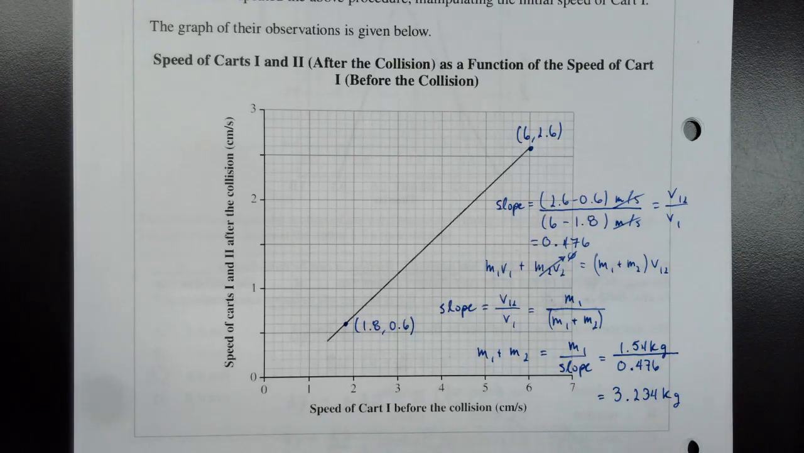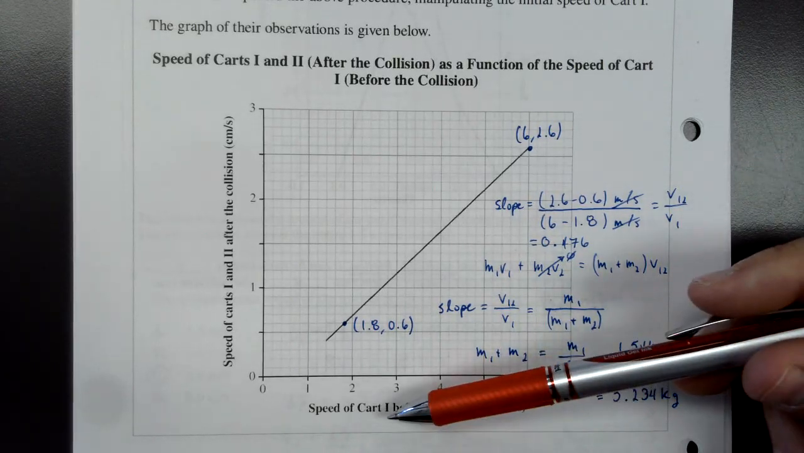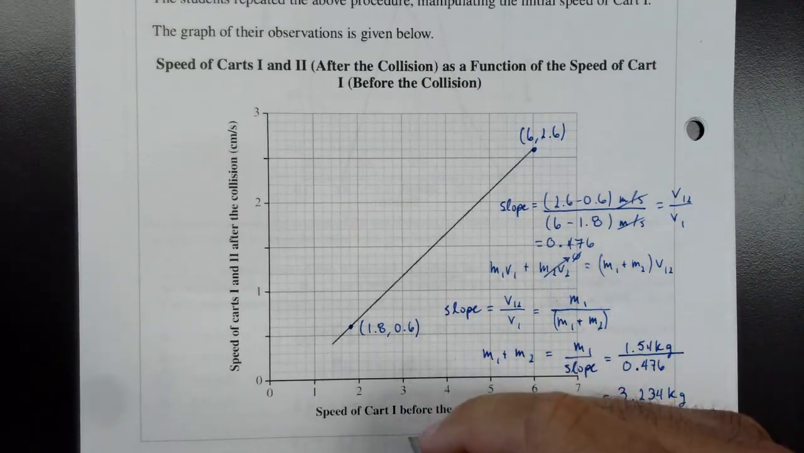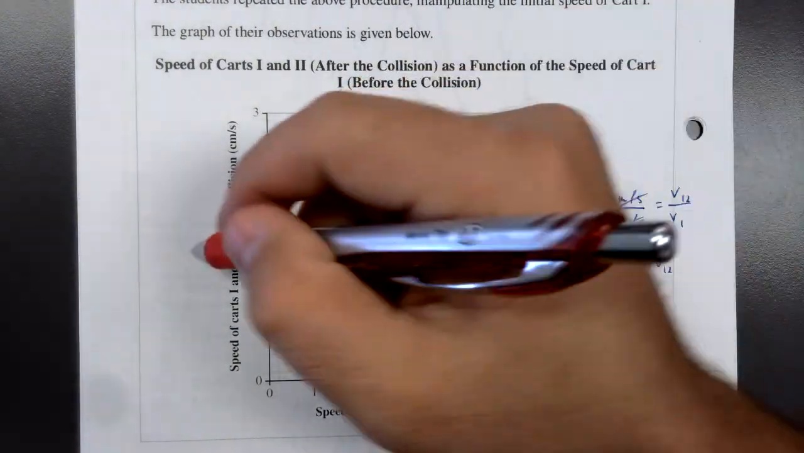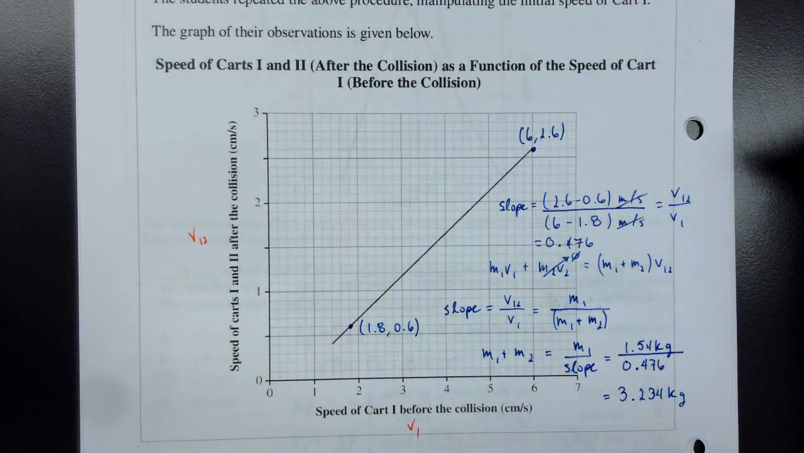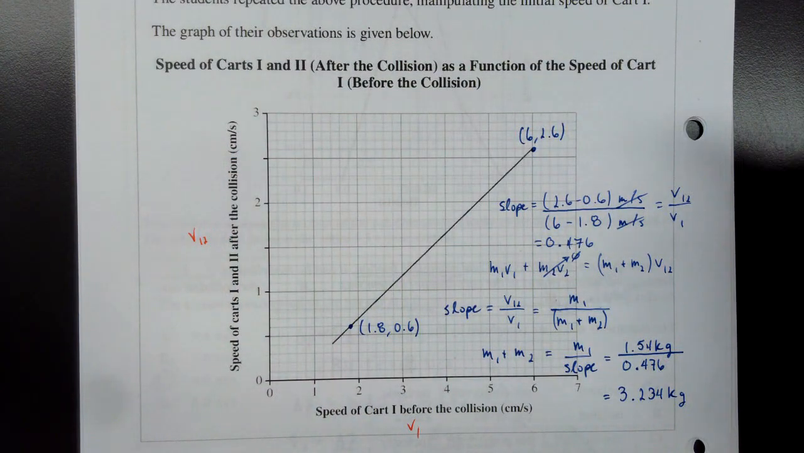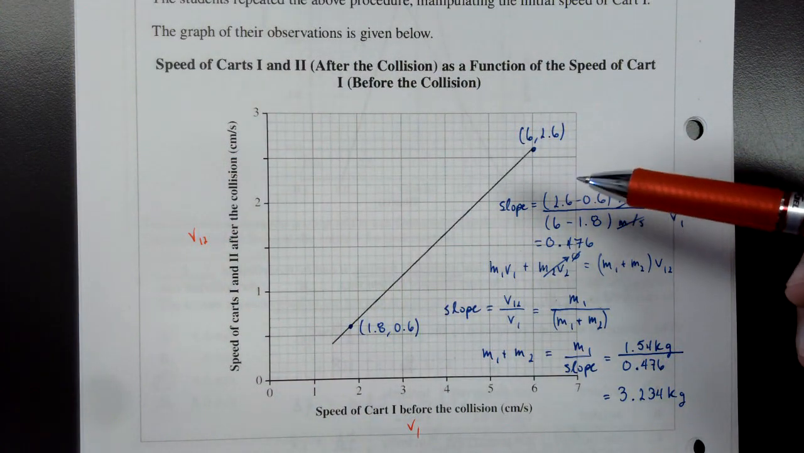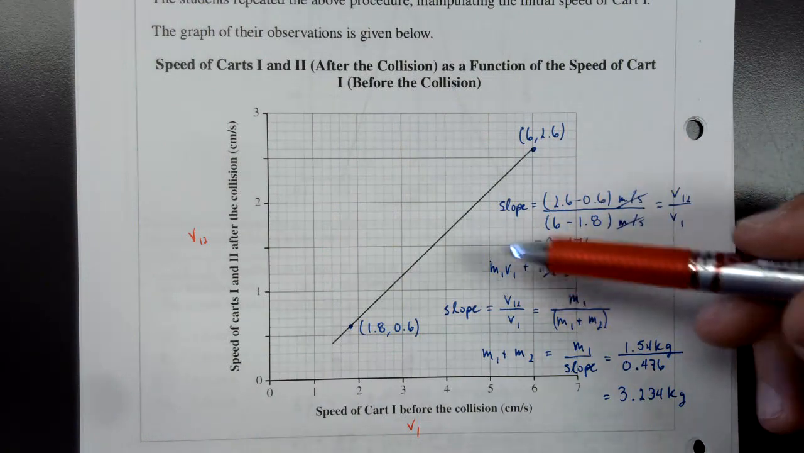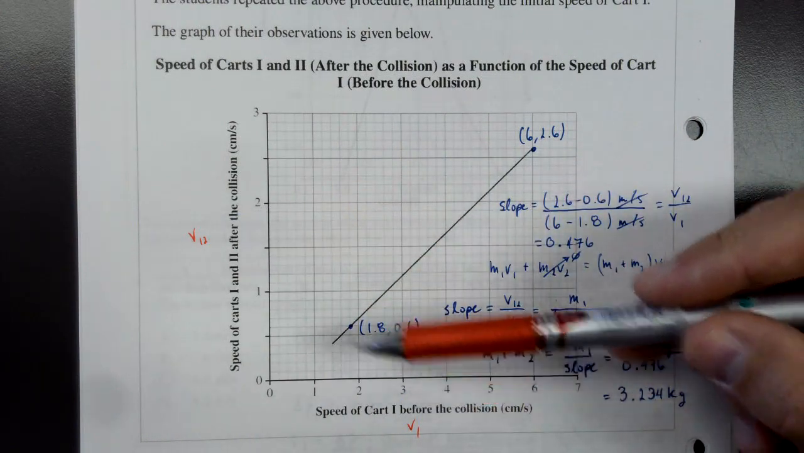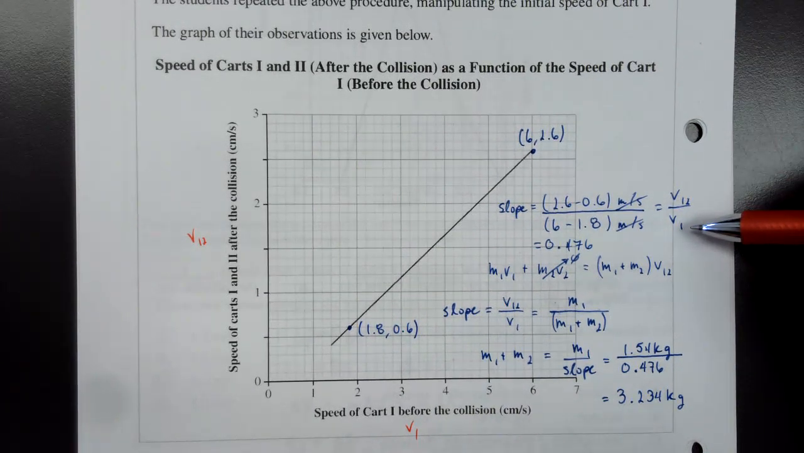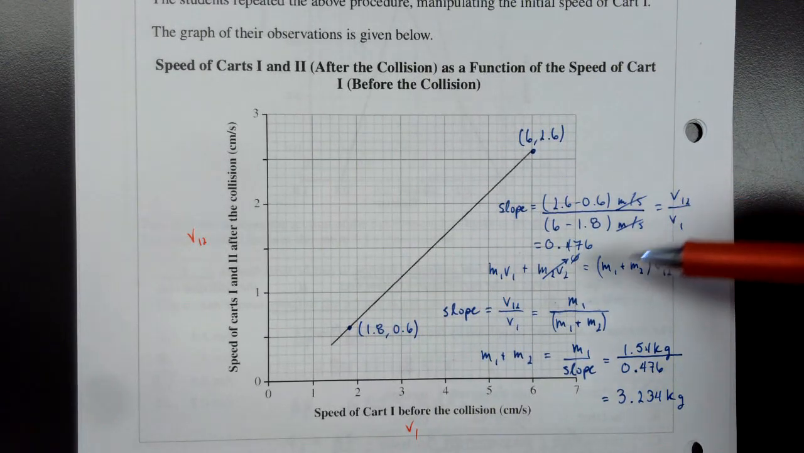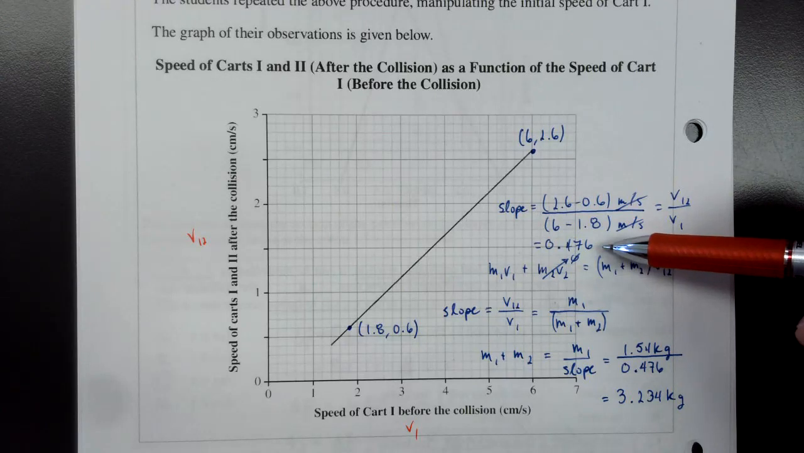First of all, we have a graph of the speed of cart 1, which is V1, versus the speed of carts 1 and 2, which is V12. Now, if I look at my slope, which is my rise over run, that'll be my y over my x. Change in y over change in x. So that's V12 over V1. Now I find a number for that. When I do it, I get 0.476.